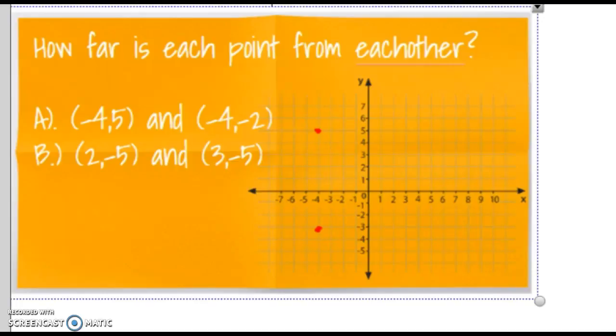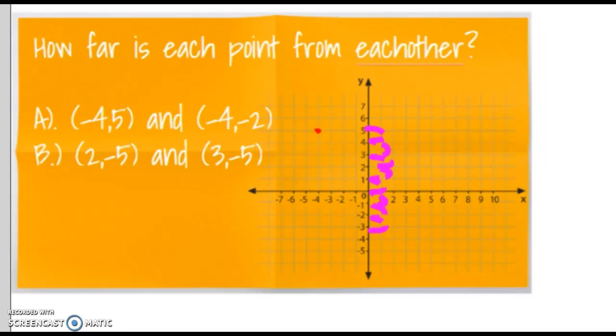So I'm going to count again. There are 1, 2, 3, 4, 5, 6, 7, 8. They're 8 away from each other. Oh, wait, no. Let's count again. 1, 2, 3, 4, 5, 6, 7. I put this point in the wrong spot. Gotta go up one more. So these 2 points, they are 7 units away from each other.